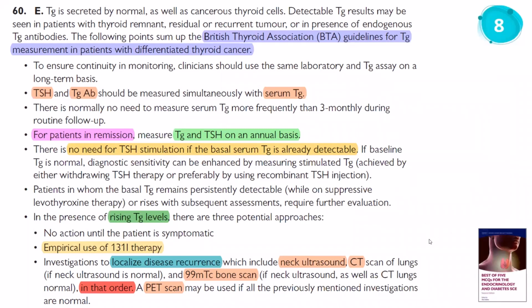Yes, Dr. Saadiyya, CT lung to detect lung metastasis, because the risk of metastasis is high. Actually, not very high, but the risk of metastasis is high.